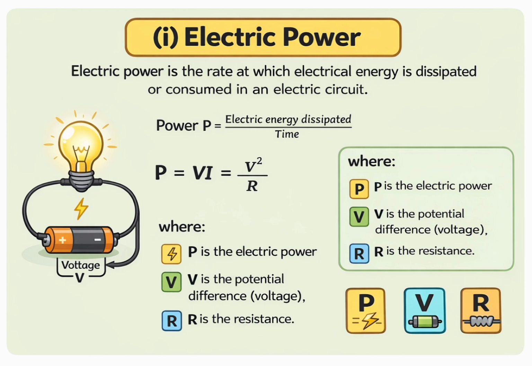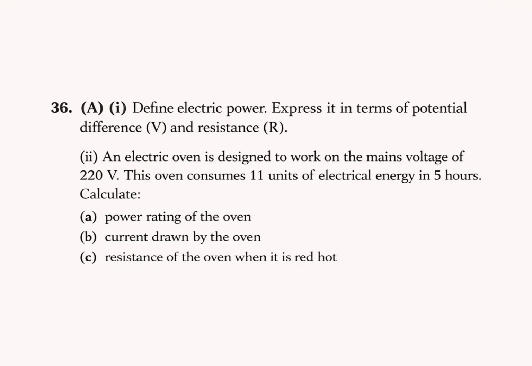So we can write P is equal to V into I. So we know Ohm's law. According to Ohm's law, we can substitute the I value. Then the power formula becomes P is equal to V square divided by R. Okay, let us move on to the second question. An electric oven is designed to work on the main voltage of 220 volt. This oven consumes 11 units of electrical energy in 5 hours. Then calculate the power rating of the oven, the current drawn by the oven, and the third one is the resistance of the oven when it is red hot.